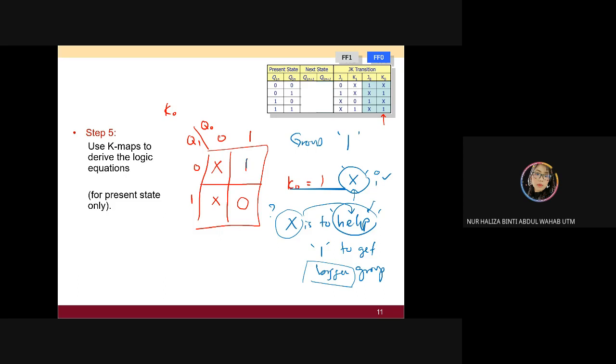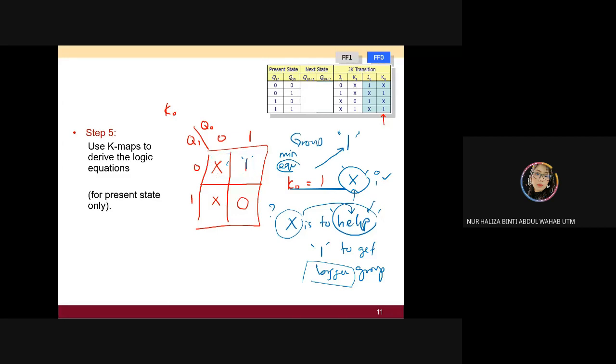So for this part, K-maps, the reason for a K-map is to find the minimized, simplified version of your equation, right? A Boolean equation. How are you going to get the simplification? By grouping the ones, the digit ones. So you see here, you have digit 1 at this side, and you have x's. The function of x is to help. So can this x help me get a bigger group rather than grouping by myself? Yes, this x can help me get a bigger group like this.